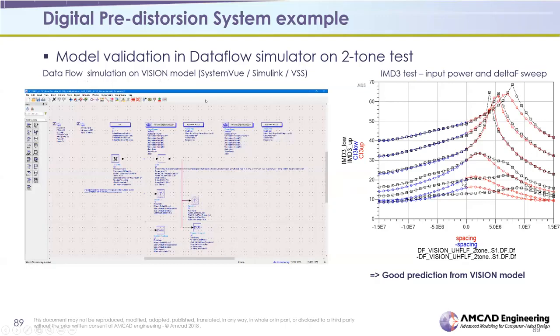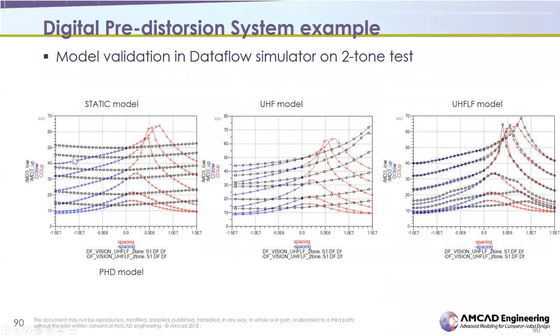So if we use the Vision model here, we can see that we are able to simulate the two-tone IMD3 when we are sweeping the delta F. If we use a static model, like a PHD model, we are not able to, because the PHD model has no memory effect. If we use only a high frequency memory effect, we also cannot extract the model correctly. We cannot predict the delta F and the IMD result. And with the high frequency and low frequency model, we see that we are able.